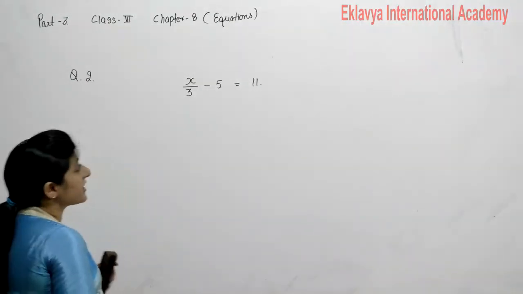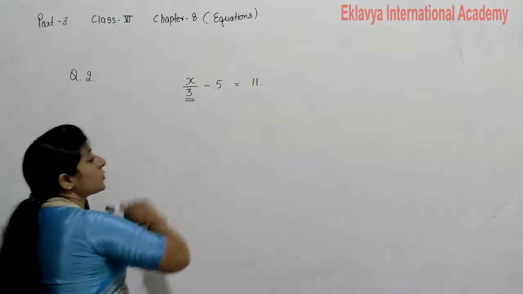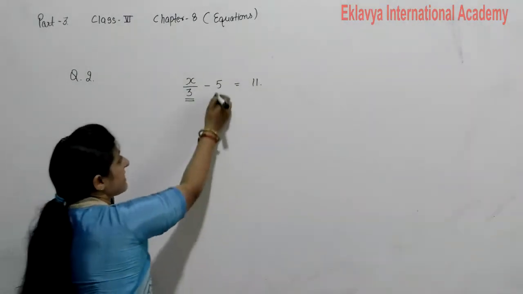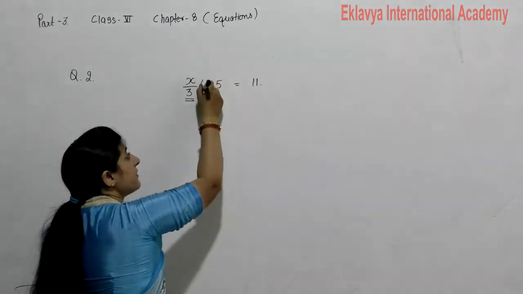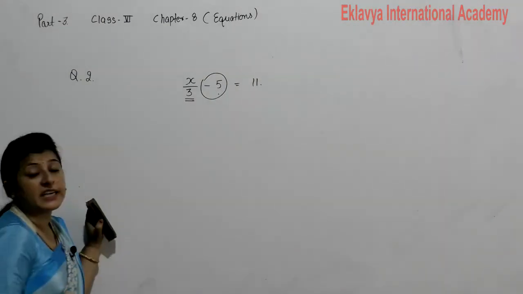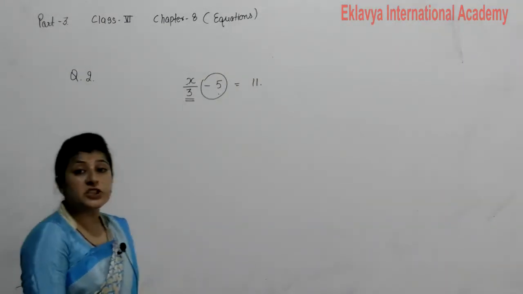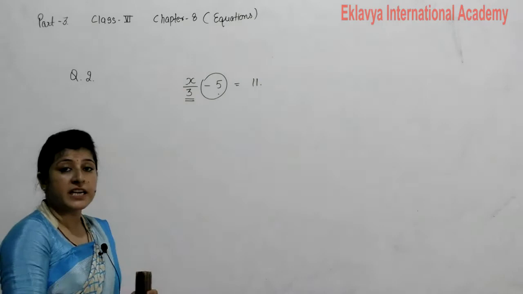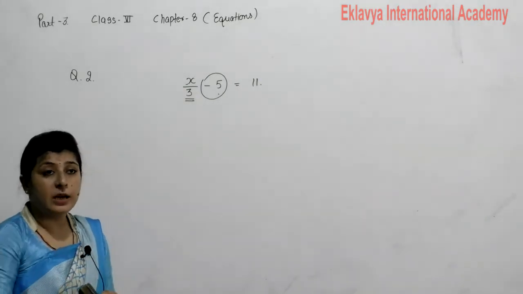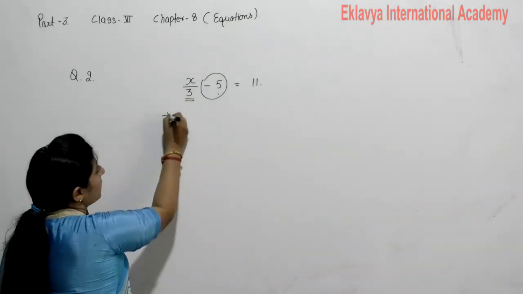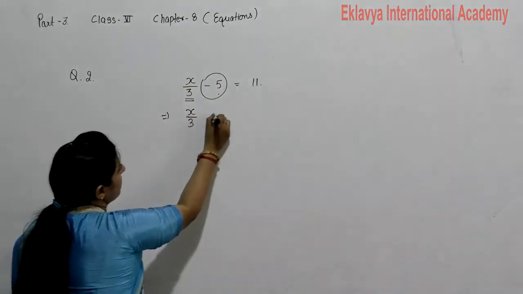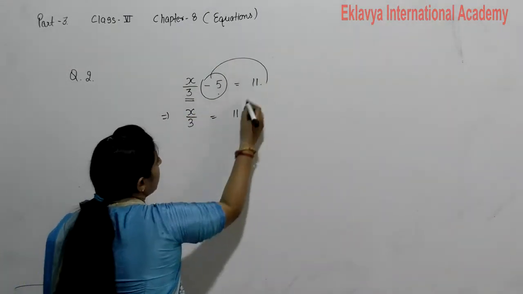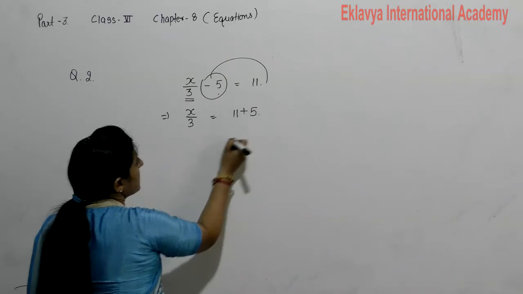Then what is the first step? Leave the variable term once, see the next term. In the next term, if you see properly, there is minus 5. It means what should be our first step? That this minus 5 changes into plus 5. Then we get x by 3 is equal to 11. When you change it, it becomes plus 5.